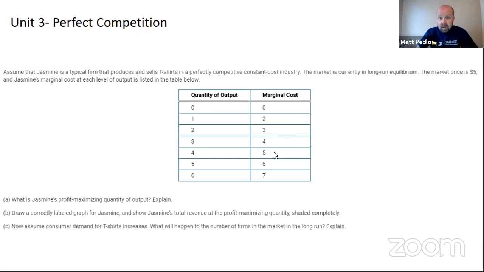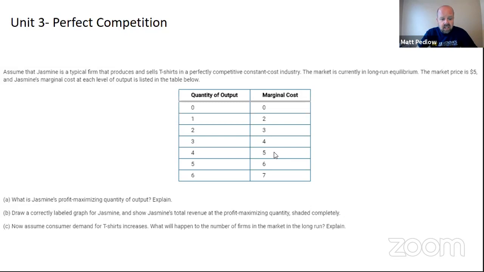I don't know. Maybe A is, maybe B gets more difficult, maybe C is even more difficult, but it can be. Don't overthink economics. Marginal cost equals marginal revenue. It can be that easy. B, draw a correctly labeled graph for Jasmine and show how her total revenues, shaded completely. I'm going to do that in just a second for you.